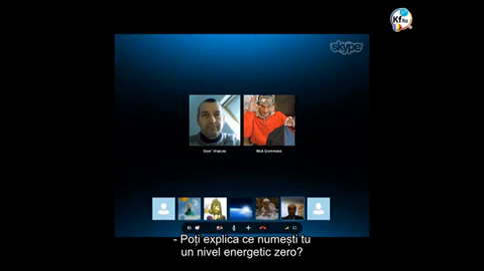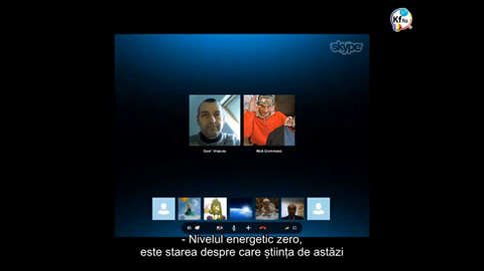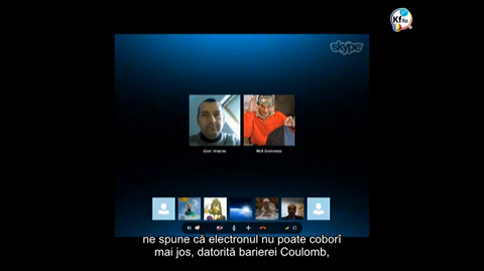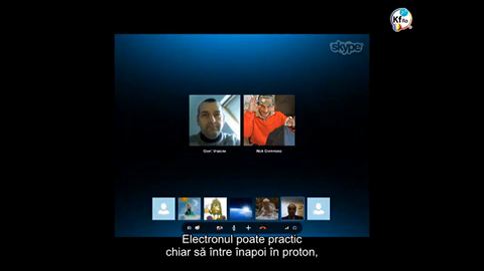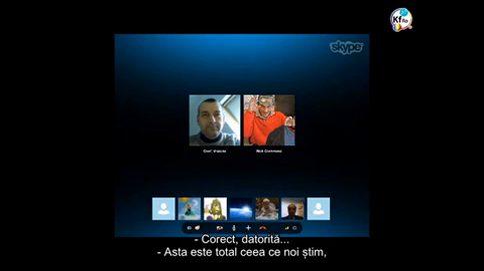Can you explain what you call a ground state? Ground level state is the state in which science today tells us the electron can no longer go further down due to the Coulomb barrier. And with a certain catalyst, the electron can literally even re-enter the proton, due to the catalyst of removing that Coulomb barrier. This is totally something which we know.